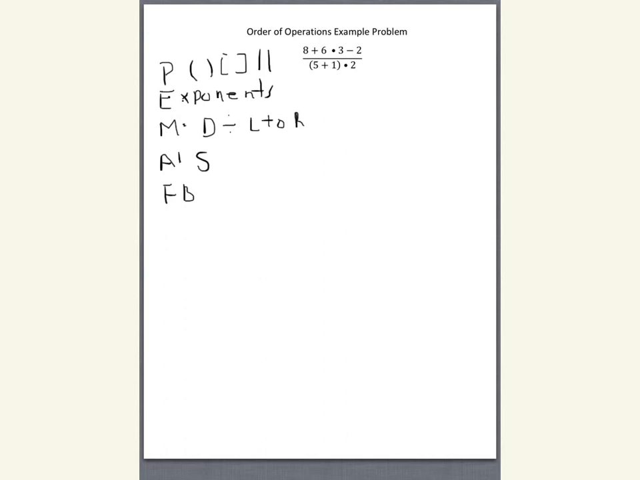Then our A stands for addition. Our S stands for subtraction. And you have to remember that this one is also left to right. So it's not addition first, it's not subtraction first, it's whichever one comes first, left to right in our problem. And then very last is FB, which stands for fraction bar. So the very last thing we'll handle in this problem is the fraction bar, remembering that all fractions are just division. So at the very, very end, we will handle fraction bars.